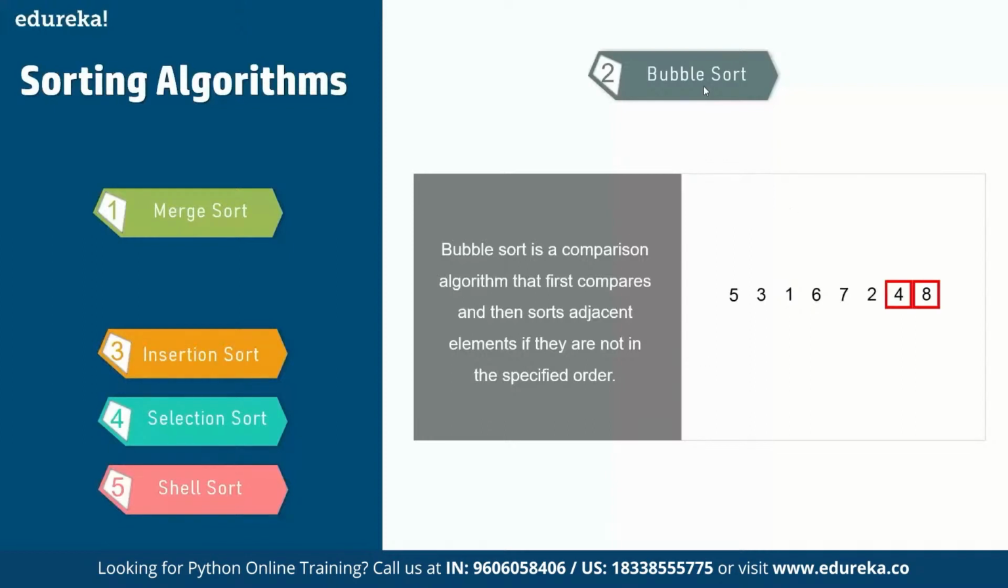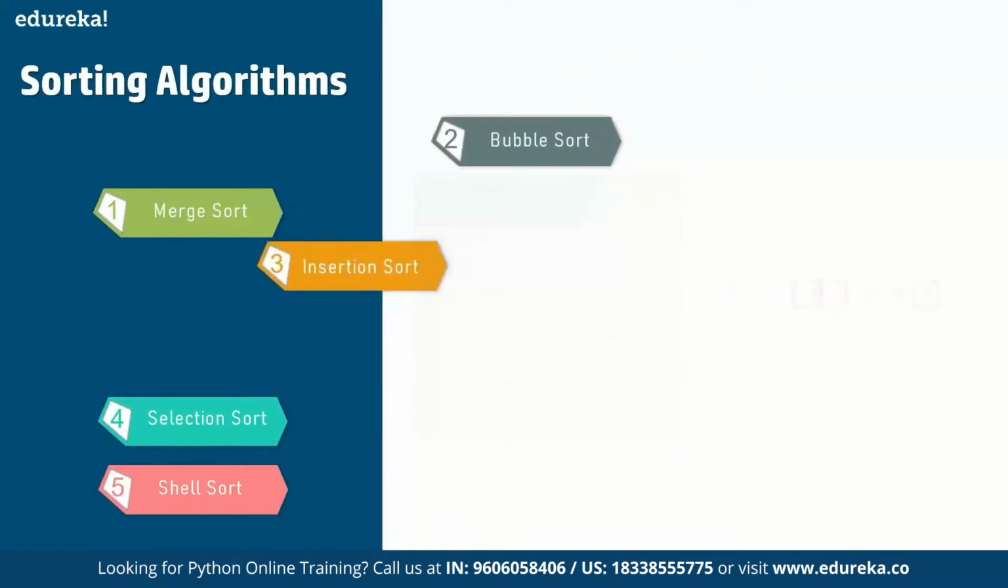Then we have the bubble sort. Bubble sort is basically a comparison algorithm that compares and sorts adjacent elements if they are not in the specified order. That is what we refer to as bubble sort. All right, and then we have insertion sort.